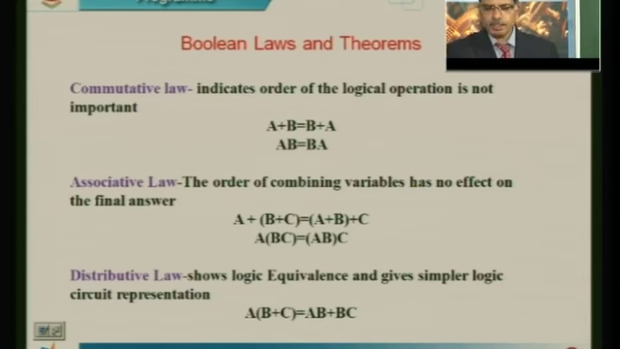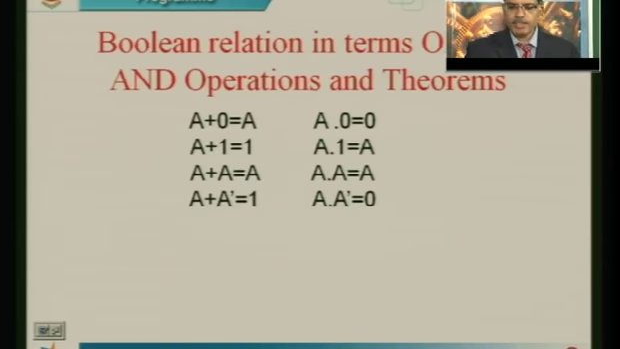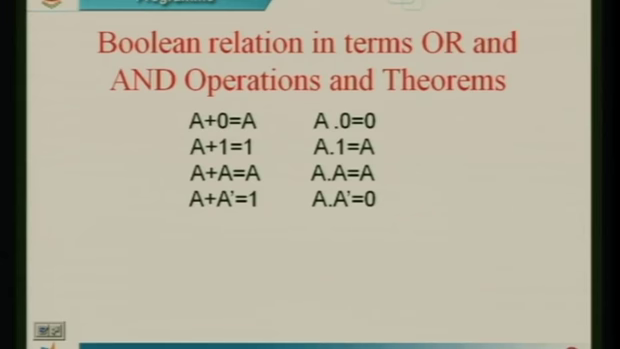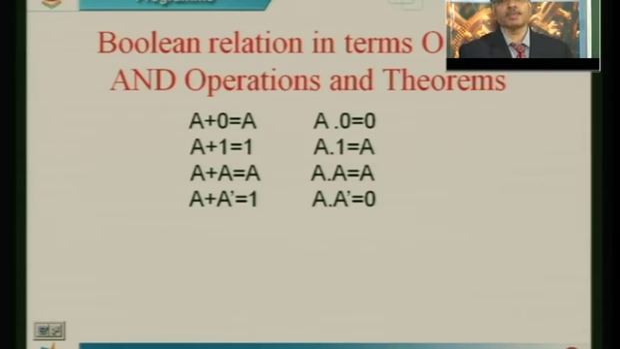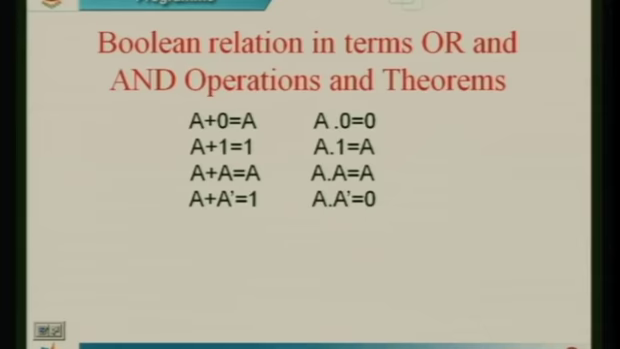These are the basic laws that are advantageous for implementing or simplifying logical equations. Next we will see the Boolean operations in terms of OR and AND operations. We will also discuss some of the theorems that are very much required for simplifying Boolean equations into a simpler form, so that I can implement them using a minimum number of gates. The first one is the Boolean relation in terms of an OR operation.